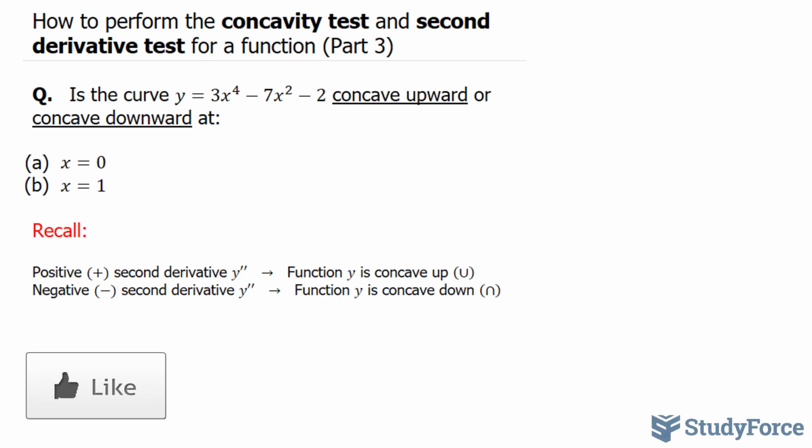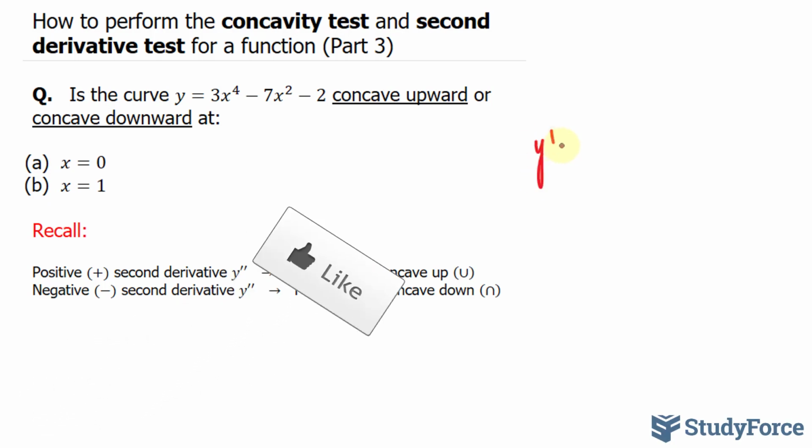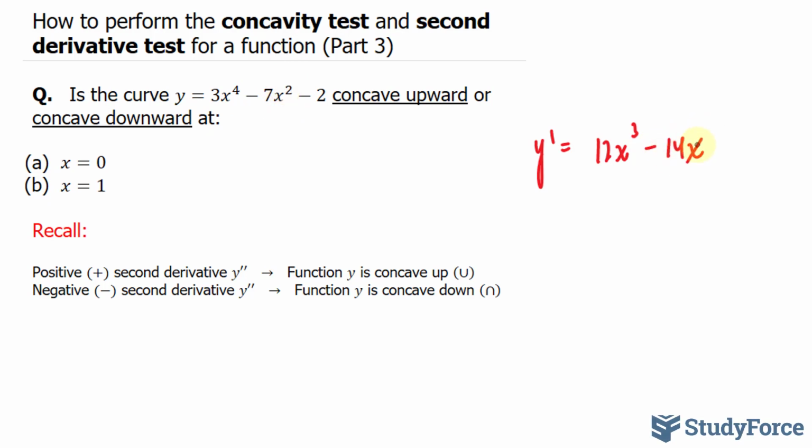The first derivative is shown with this y prime. Y prime is equal to, and we'll use the power rule here, where we have 12x to the power of 3. So I brought my exponent down and multiplied it to the 3 and subtracted 1 from 4. The power rule once again for this term, where we end up with negative 14x, and the power rule for negative 2 is simply 0. Any constant is 0. So that's the first derivative.